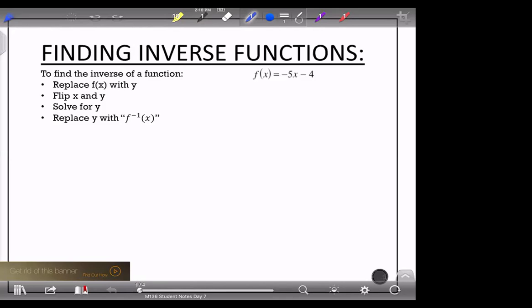Second step, we're going to flip x and y. Sometimes you'll hear that as invert, which is where the word inverse came from. You're going to invert them, flip the x and the y. Your x becomes y and your y becomes x.